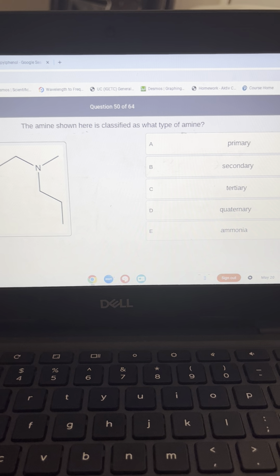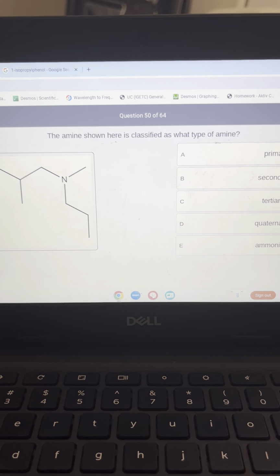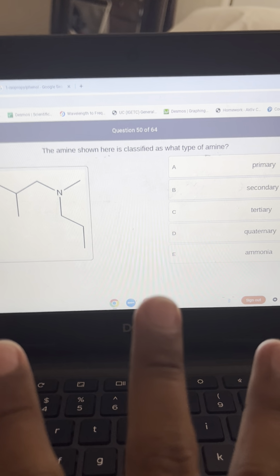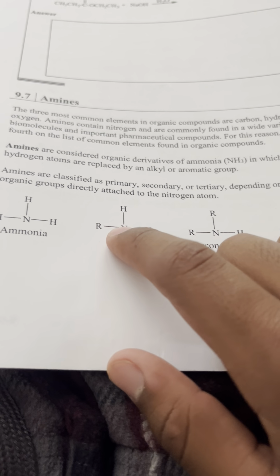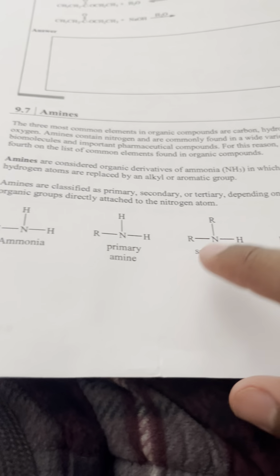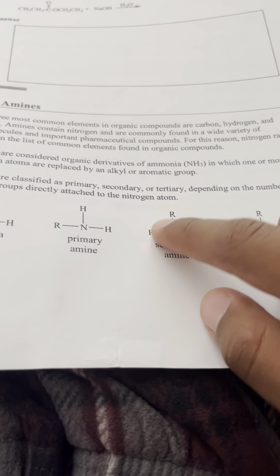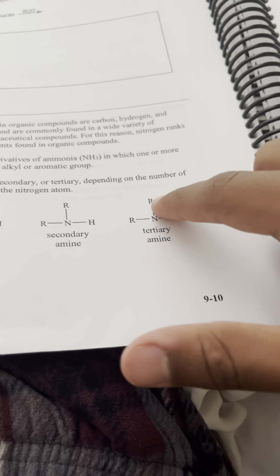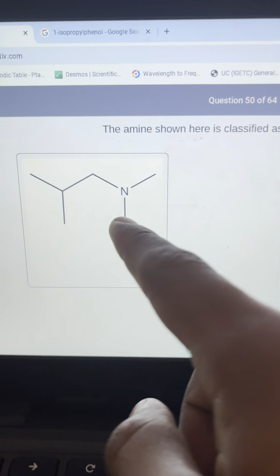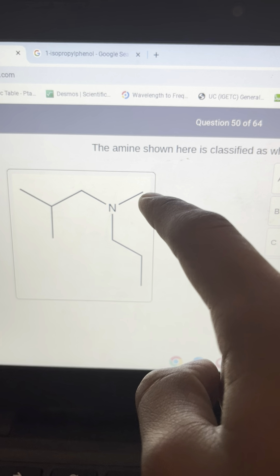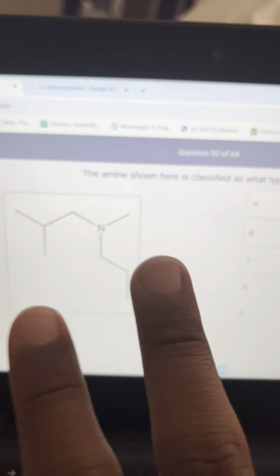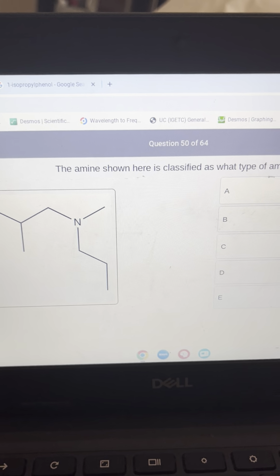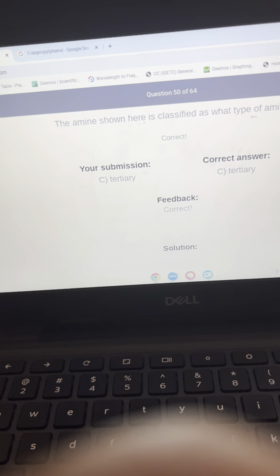Continuing on. Amines can be classified in 3 different ways. It could be a primary amine, which means you're bonded to only 1 carbon. A secondary amine, which means you're bonded to 2 carbons. That's what the R's are. The R's are the carbons. Or a tertiary, which means you're bonded to 3 carbons. So if we look here, it's bonded to 1 carbon, 2 carbons, 3 carbons. That's what tells us this is a tertiary amine, just like that.